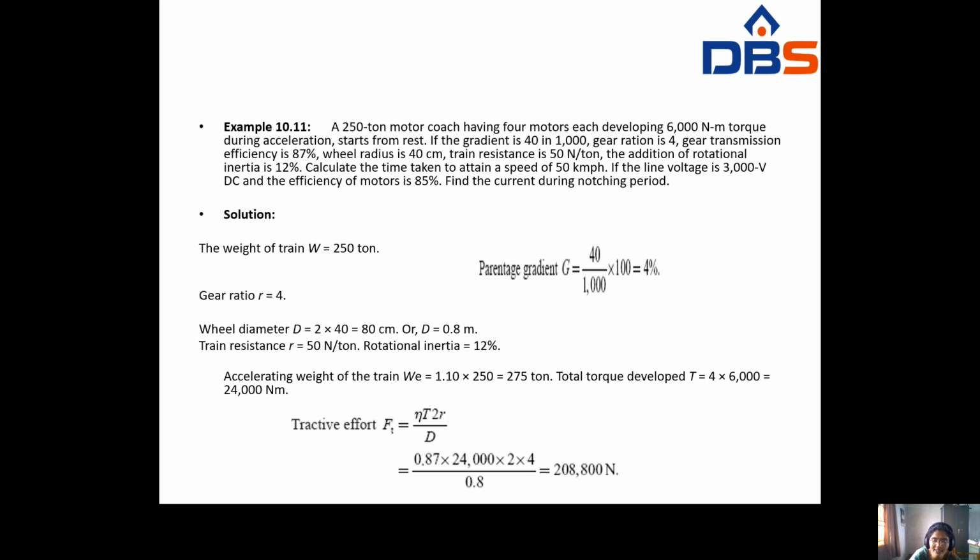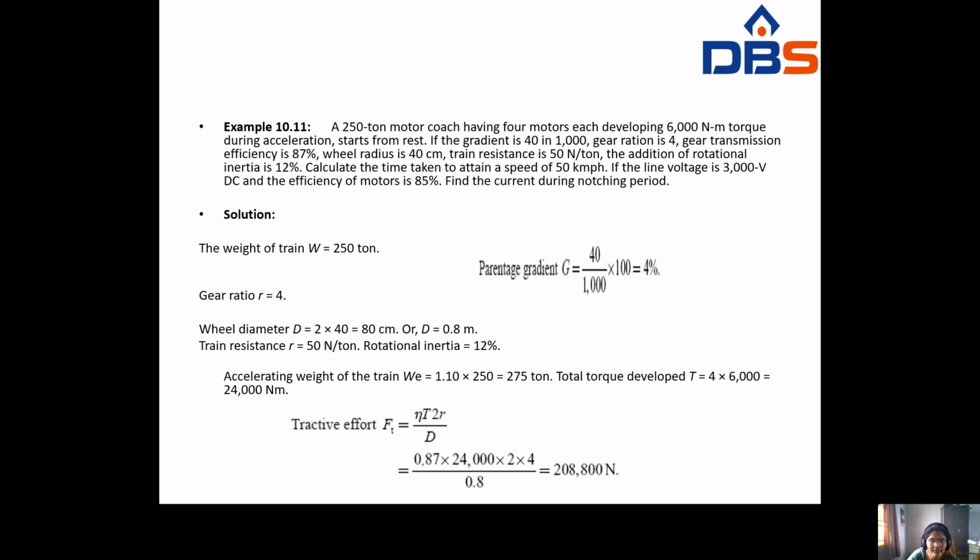If the line voltage is 3000 volts DC and the efficiency of the motor is 85%, find the current during notching period. Notching period is nothing but the free running period. First, what is the given data? Here you have to note down the given data.